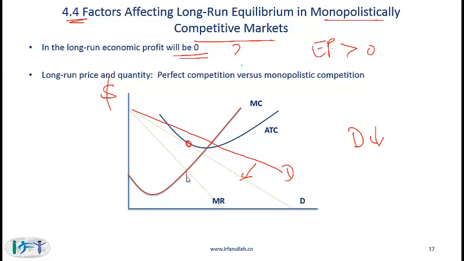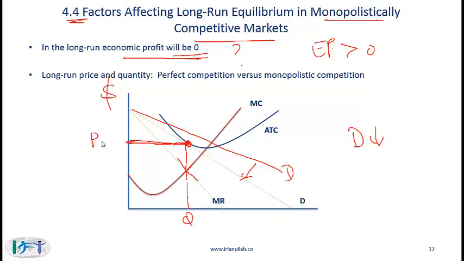So the profit maximizing amount still is the point where marginal revenue is equal to marginal cost. At this particular quantity, the price that will be charged is over here. This is the price that will be charged in a monopolistically competitive market. But what about the cost? Notice that at this point we are also touching the average total cost curve. So if the price is the same as the average total cost, then the economic profit is zero.